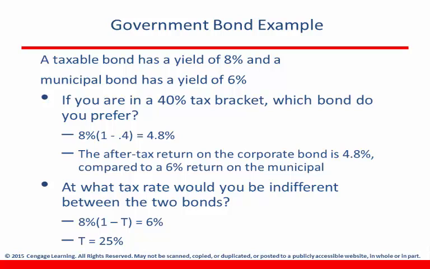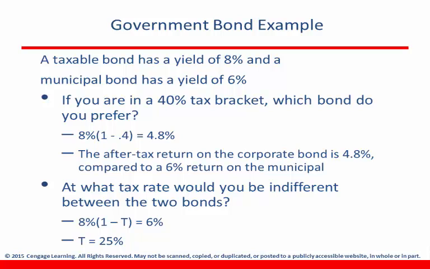So let's look at an example. A taxable bond has a yield of 8% and a muni bond has a yield of 6%. If you are in a 40% tax bracket, which bond do you prefer? Okay, this would be a good surprise exam question. So if you've been listening, hey, good for you. If you're in a 40% tax bracket, which bond do you prefer? Well, you would take that 8% and subtract off 40% from it. So now you've only really made 4.8% on that taxable bond. Okay? Whereas the muni bond still stays at 6%.